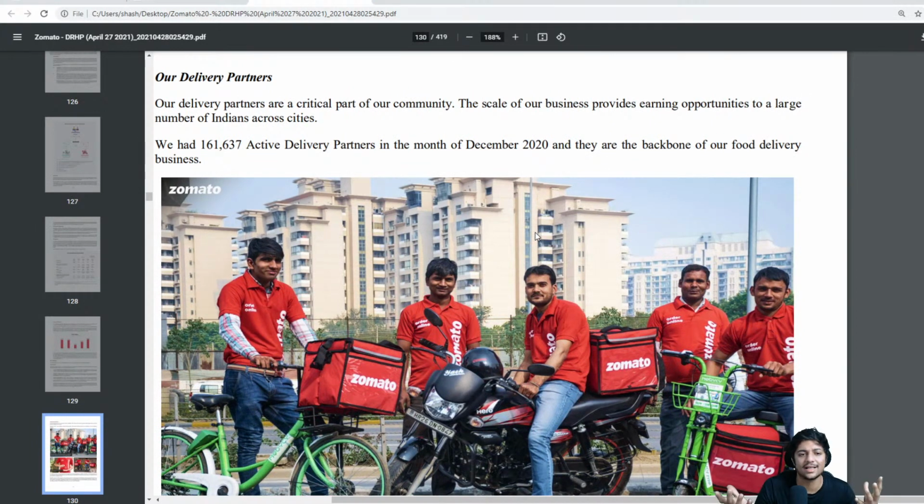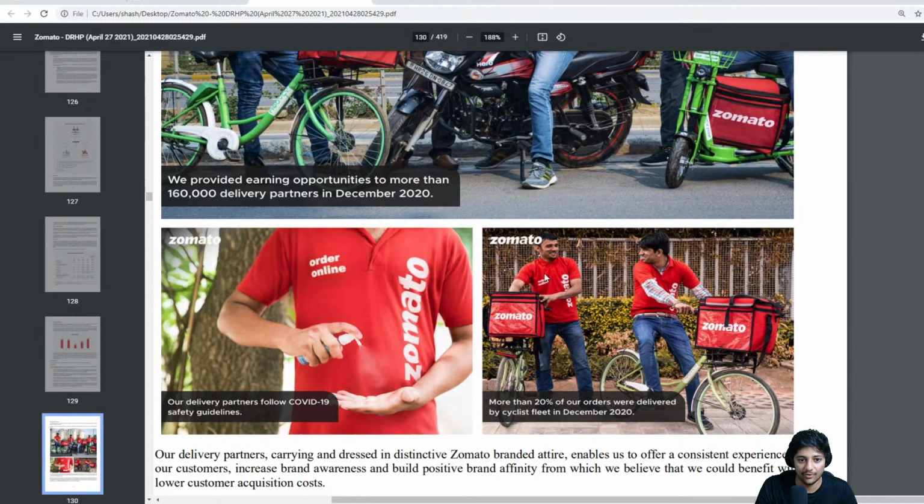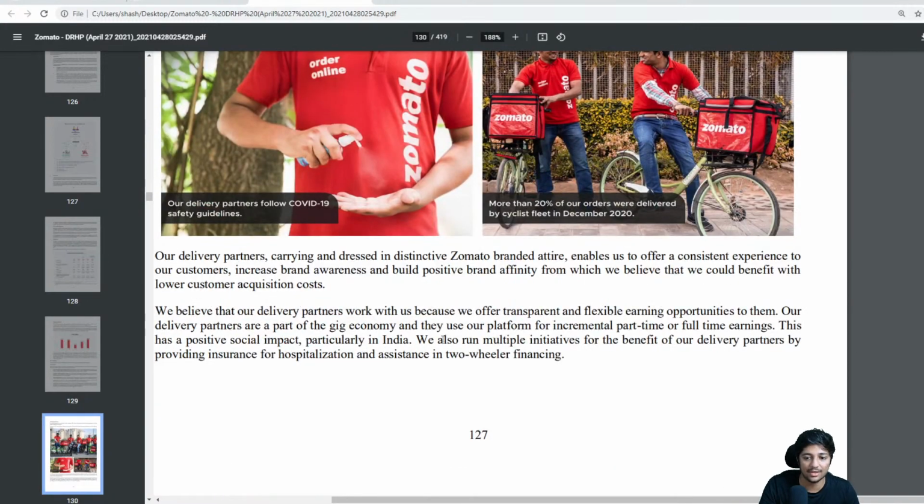This I couldn't pack in the Zomato IPO review because there's too much information. That's why this segment is the second biggest segment that I spent a lot of time in. Look at how many partners they have. They have 161,000 active delivery partners in the month of December 2020. That means they have 161,000 people under their payroll. They follow safety guidelines. This is COVID special that you will see here.